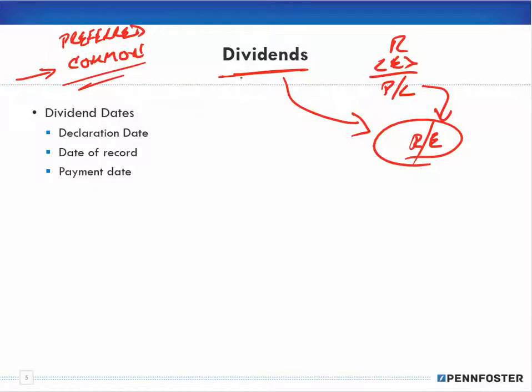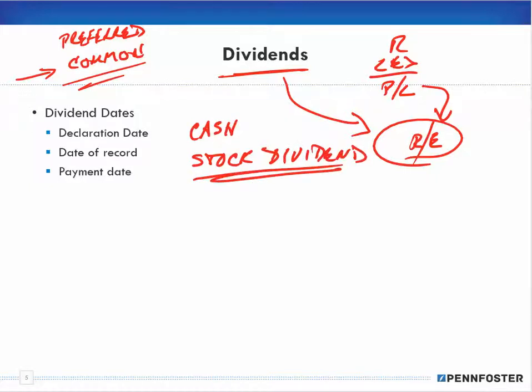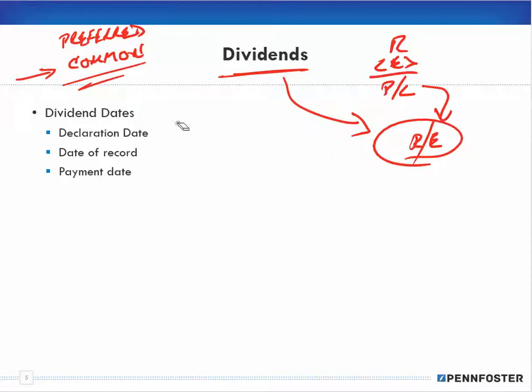There are two types of dividends: a cash dividend and a stock dividend. I will discuss stock dividends in the next video. I'm not going to discuss stock dividends here. So we're really just talking about a cash dividend, meaning the dividend is going to be paid out in cash.